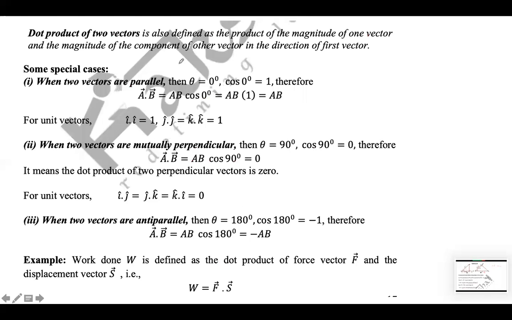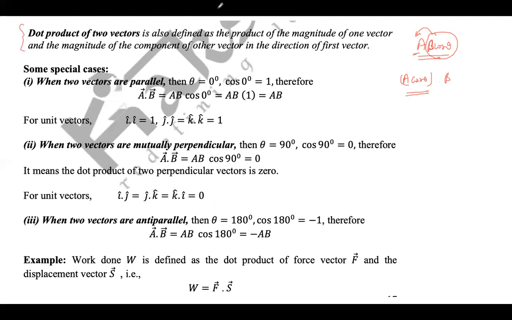So the dot product of two vectors is also defined as the product of the magnitude of one vector and the magnitude of the component of the other vector in the direction of the first vector. So when I had written AB cos theta, this is the component of B along A. So AB cos theta is the product of A and the component of B along A. Similarly, AB cos theta can also be written as A cos theta into B. So the projection of vector A along B into B will also give you the definition of the dot product. Is this clear to everyone?